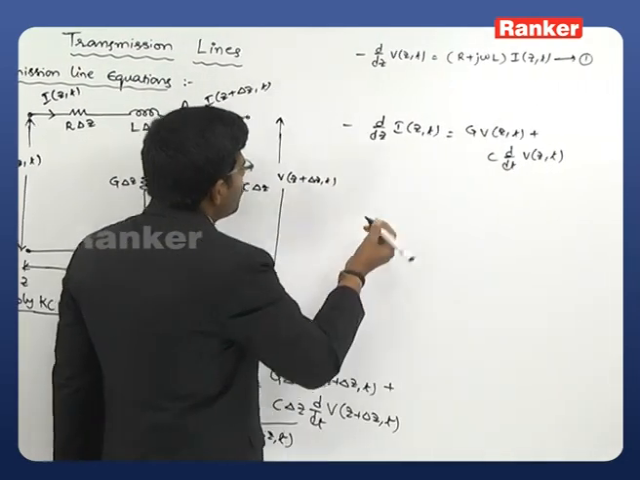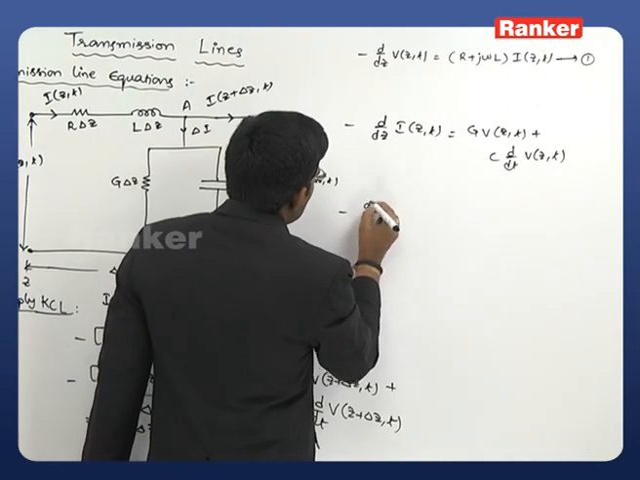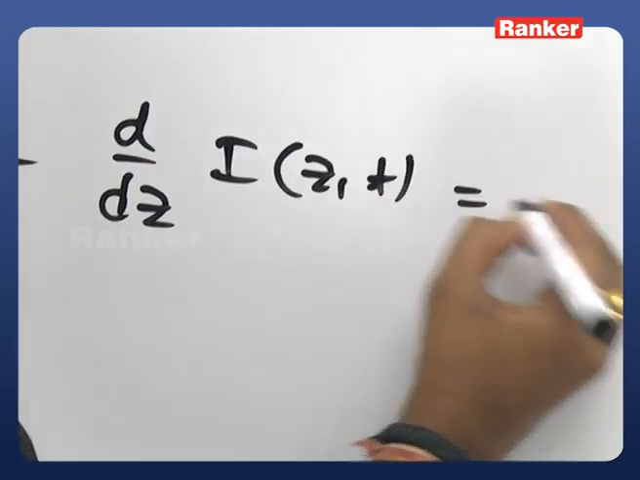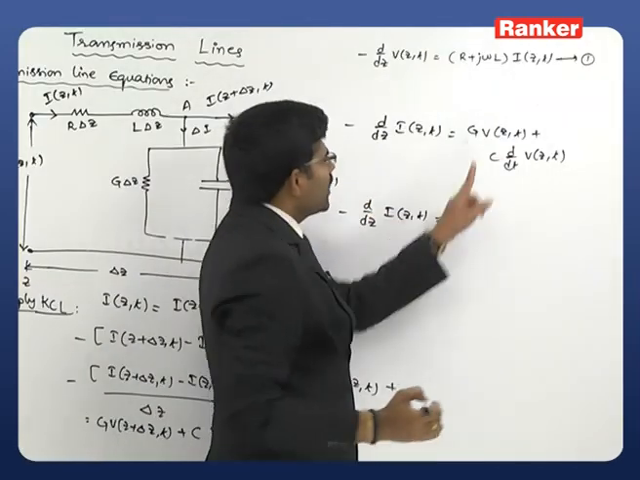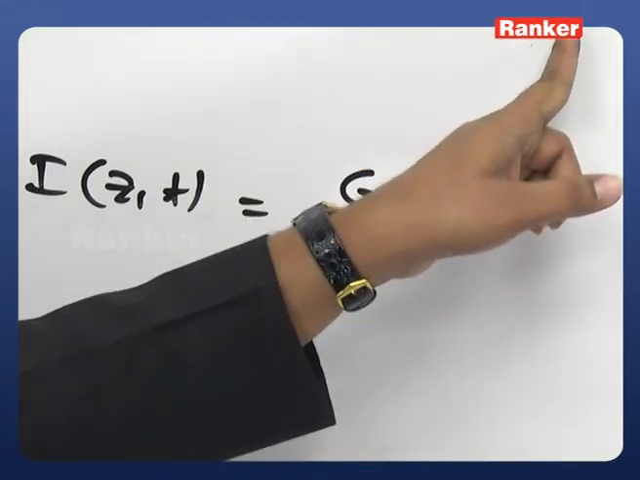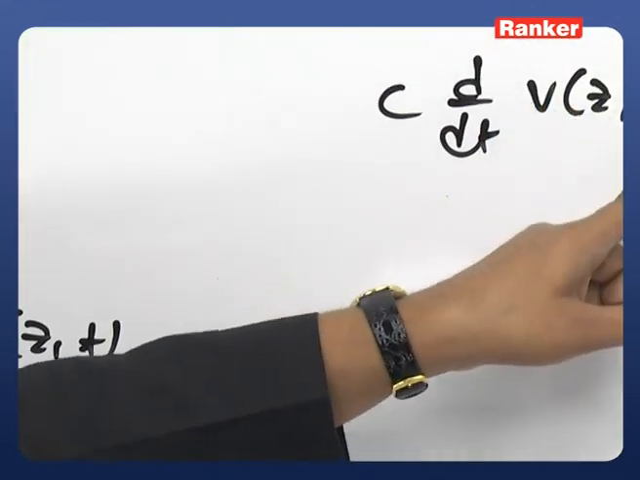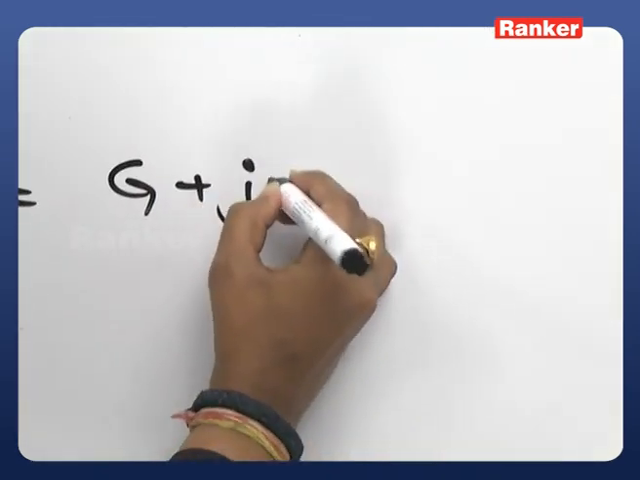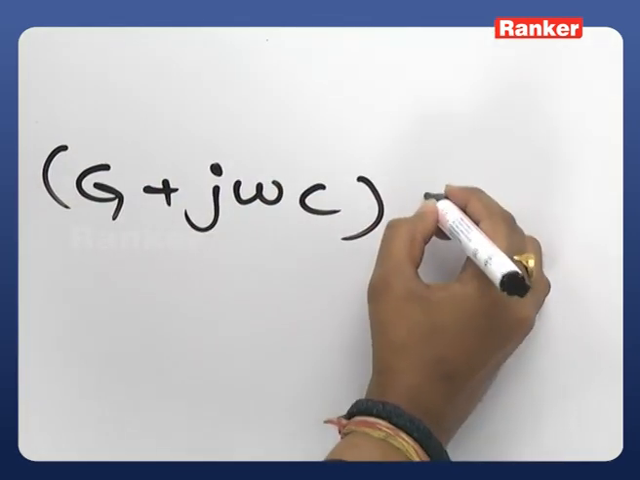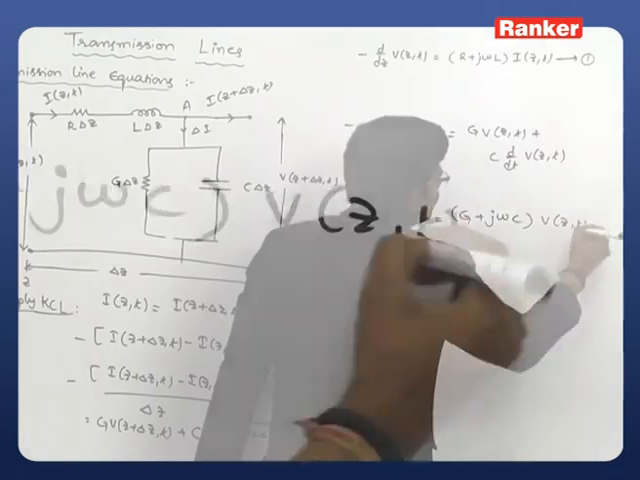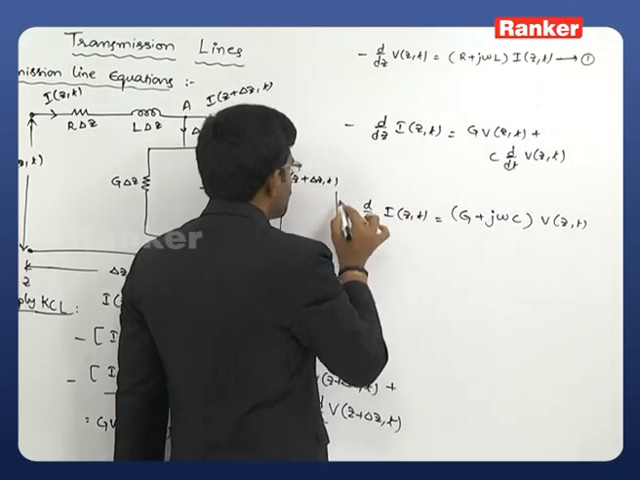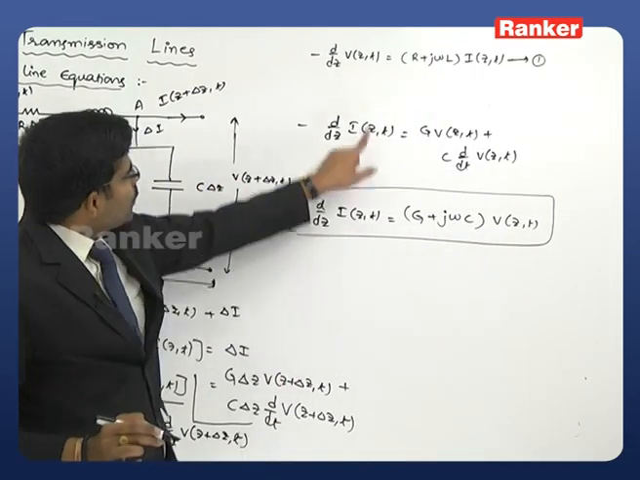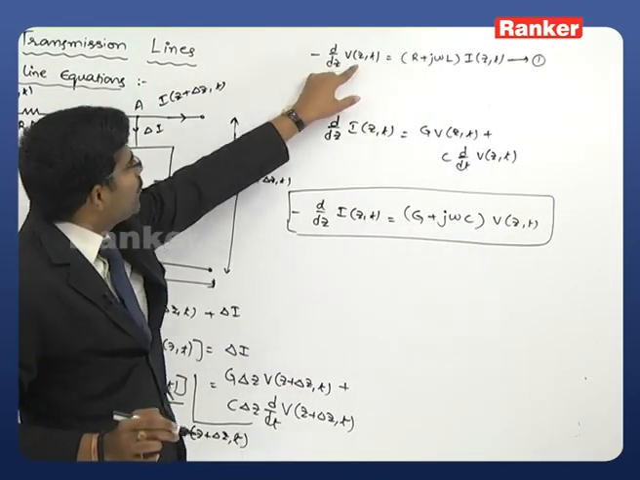So after replacing that one also, the equation we get is minus d by dz of I of z comma t, which is equal to G. Directly I am writing the equation here. Instead of d by dt, j omega is replaced. So V of z comma t is common, C is left for us, that is G plus j omega C times V of z comma t. Clearly observe the form of the equation that we got. The equation we got in our earlier case is d by dz of V of z comma t.